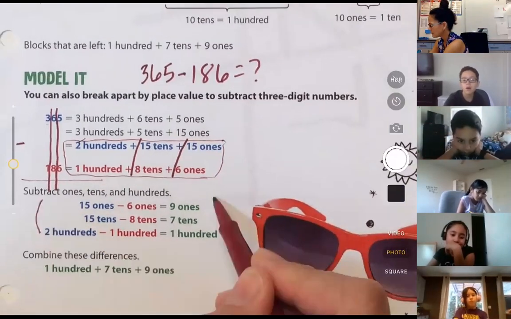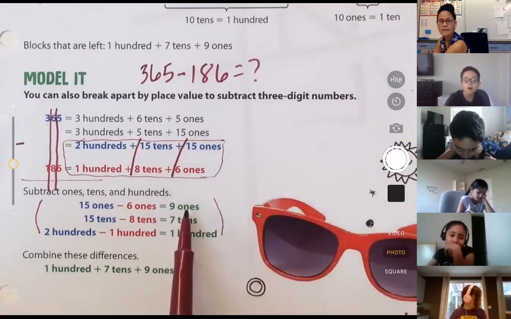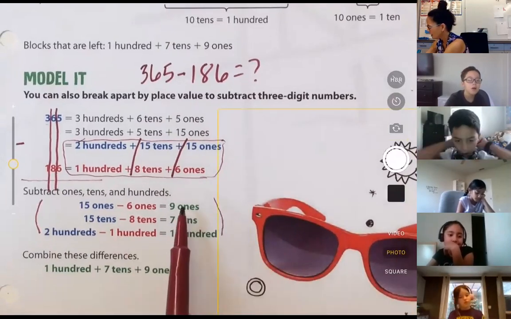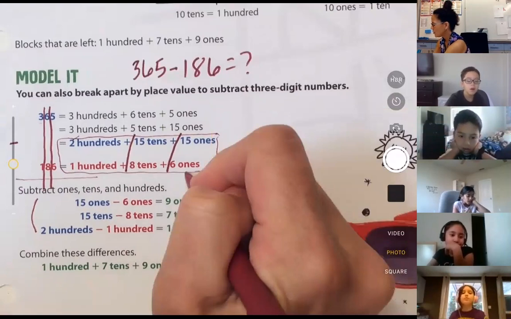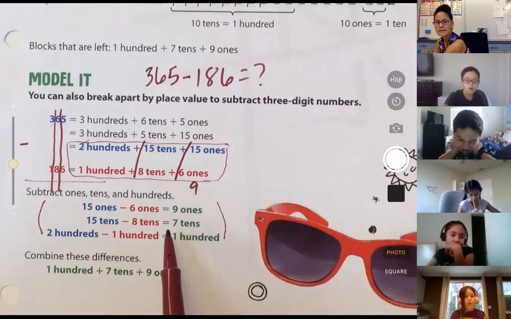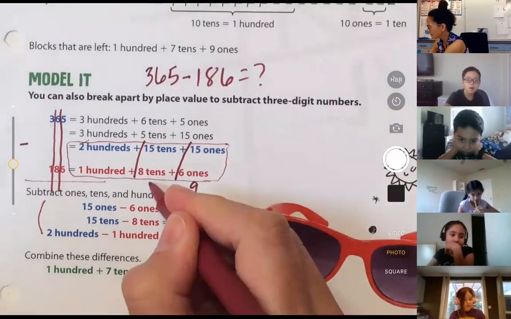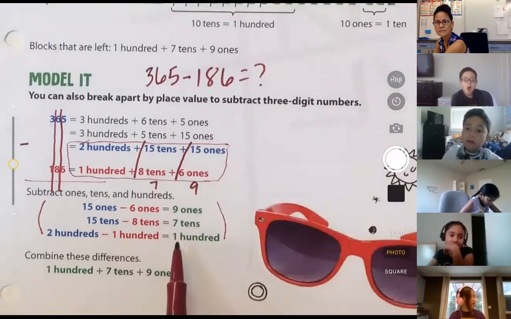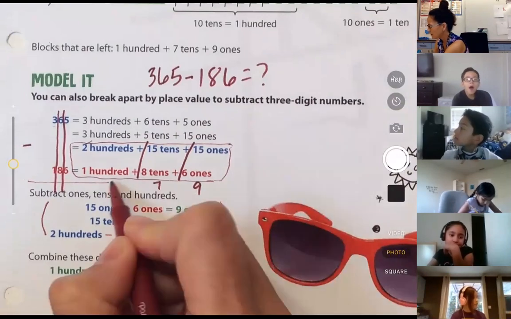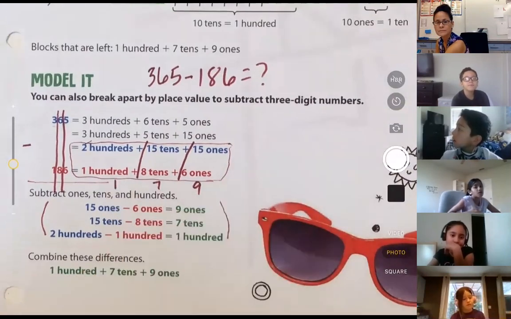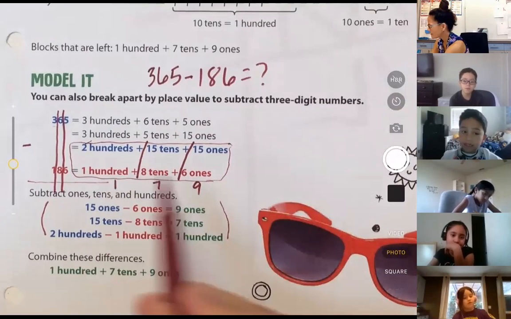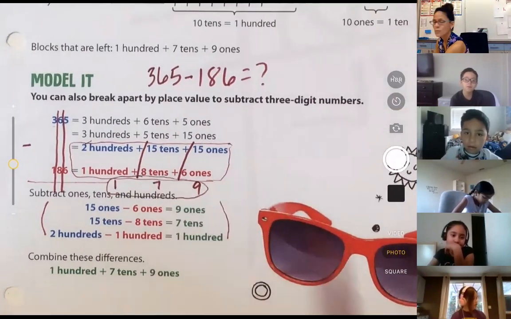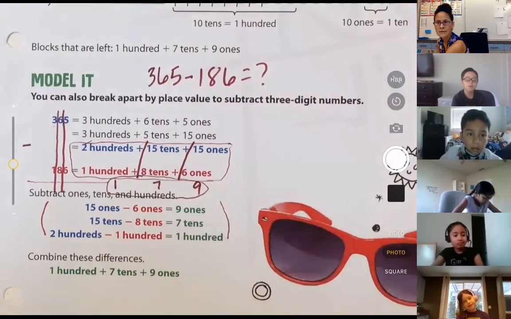You are left with 9 ones, or I'll place it here. You are left with 7 tens, or I'll place it here. You are left with 100, and I will place it here. The difference is 179.